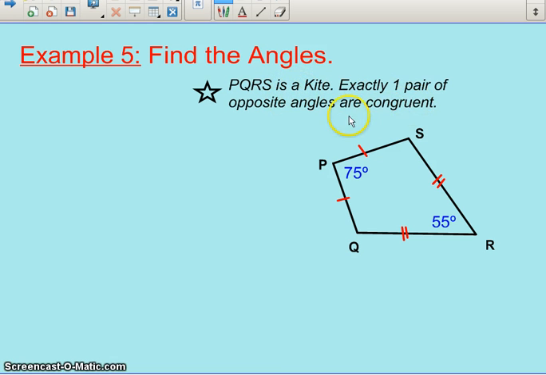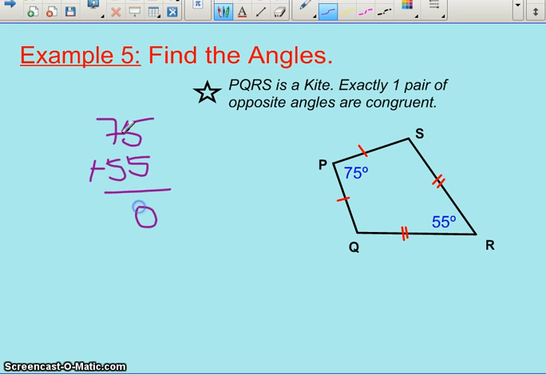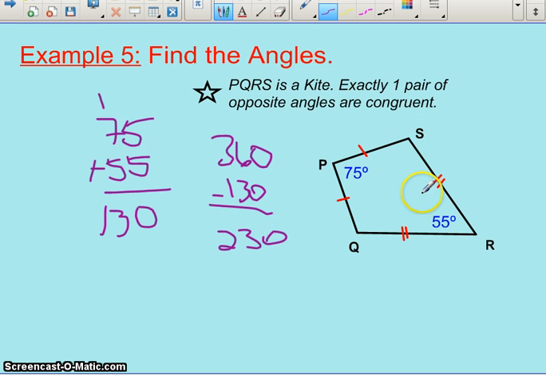PQRS is a kite. Exactly one pair of opposite angles are congruent, and I think we're supposed to find what those angles should be. So in any quadrilateral, remember the n minus 2 times 180 would give us that there's 360 degrees in the quadrilateral. So I think what we want to do first here is add the 75 plus the 55 and see what we have left out of that 360. So 130 is taken up already, so 360 minus the 130 would be 230. So we've got to divide that between two different angles, so divide that by 2 would be 115 each for S and Q. So those two would be 115.